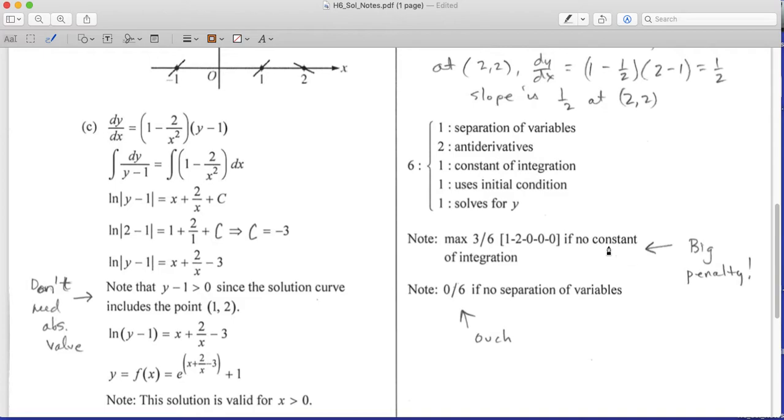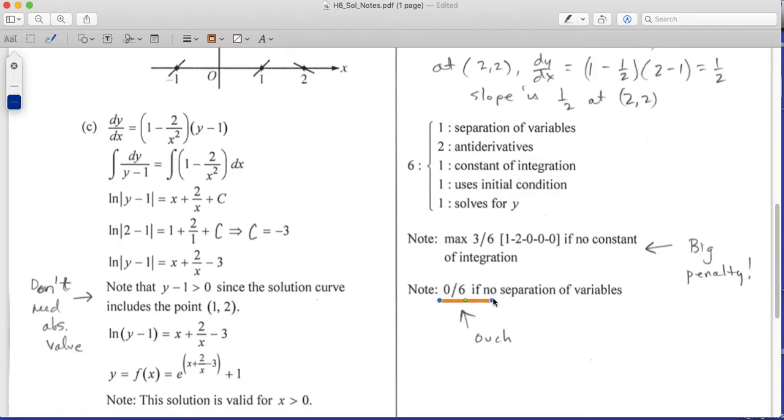Big penalties. If you don't use a constant, you're only eligible for the first 3 points, and then after that, it doesn't matter what you do. You're not getting any more points. So the constant doesn't seem like a big deal, but it really is. Make sure after you integrate, you add a constant to one side. You don't have to add it to both, but you do have to add it to one of the sides.